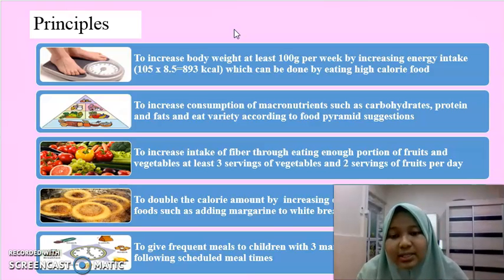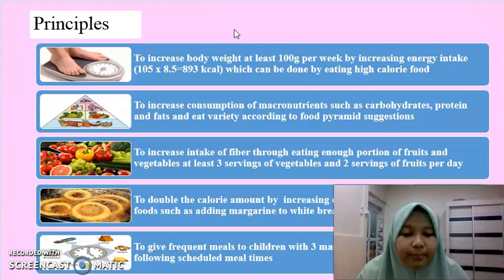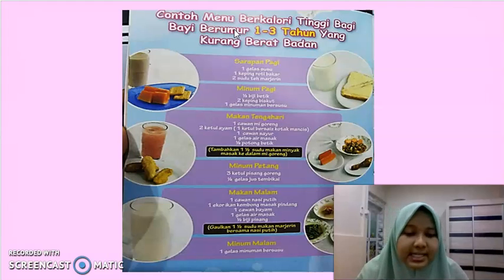And then the last one, we need to give frequent meals to children with 3 main meals such as breakfast, lunch, dinner, plus 3 snacks in a day. And he needs to follow the scheduled meal times. So these are the examples of a high calorie menu for those who are aged 1 to 3 years old, for those who are underweight.